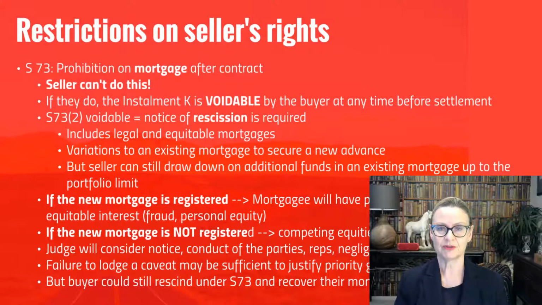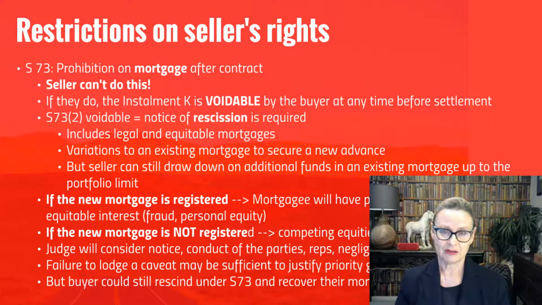Okay, so what are the restrictions on the seller's rights? There's three big ones: prohibition on mortgage, prohibition on sale, and restraints around the way that you can go about terminating these bad boy contracts that are instalment contracts. Firstly, the prohibition on mortgage. Obviously, the seller can't do it because it's prohibited.